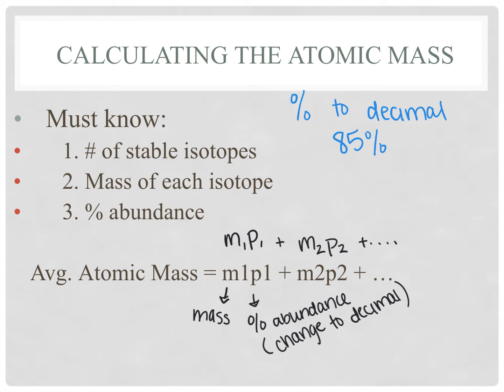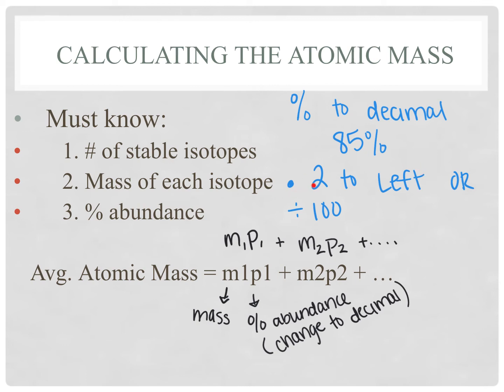Okay, so you have two options. You can move the decimal 2 to the left, or you can divide by 100. It doesn't matter, you'll do whichever one you prefer. So you could type 85 in your calculator and type 85 divided by 100, and it'll give you 0.85.